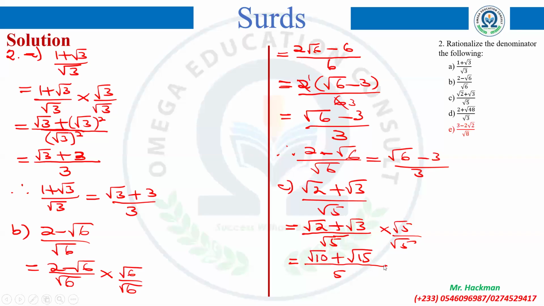Let me see if I can. So therefore, root of 2 plus root of 3 over root of 5 is equal to root of 10 plus root of 15 all over root of 5, also all over 5. As simple as that.